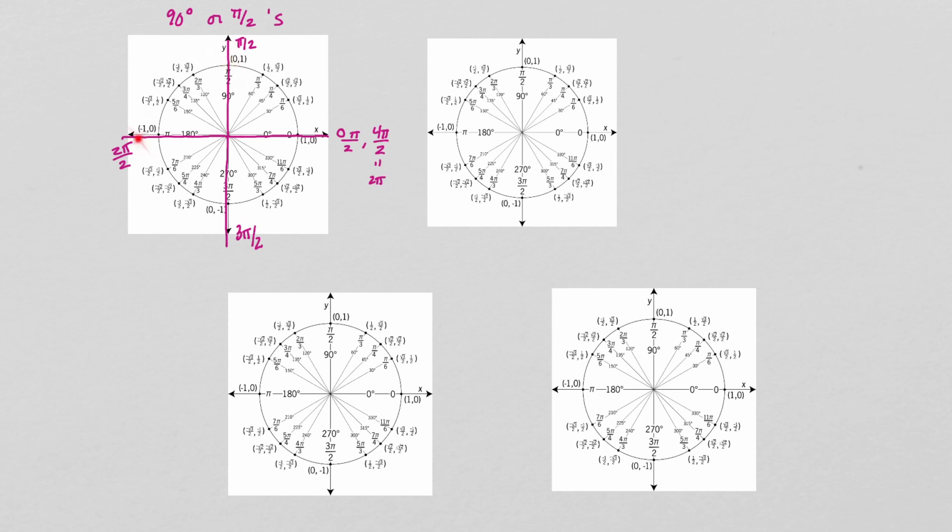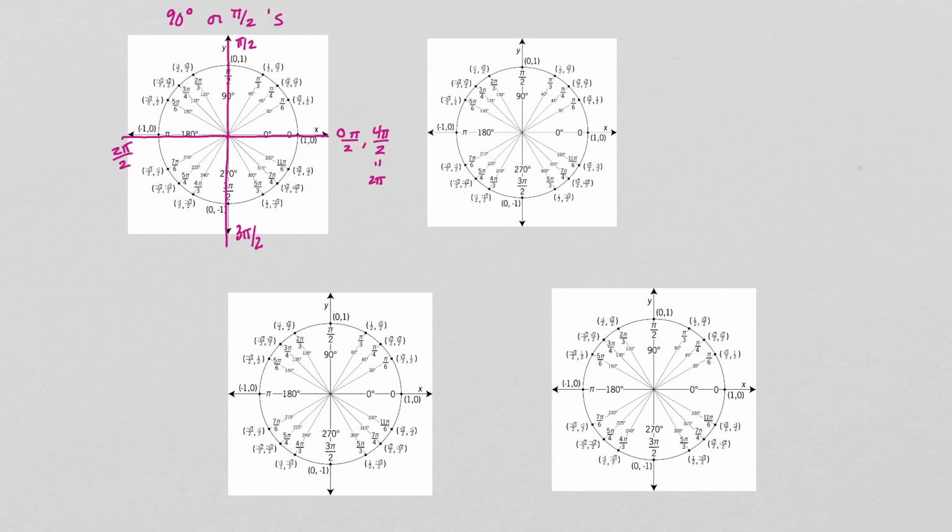5 pi over 2s, 6 pi over 2s, 7 pi over 2s, 8 pi over 2s, 9 pi over 2s, 10 pi over 2s, 11 pi over 2s, 12 pi over 2s. So I can keep going round and round on the pi over 2 spokes. Does that make sense? How I'm starting at 0 and then just counting all those pi over 2s. Okay. You can do it for all of the angles as well.